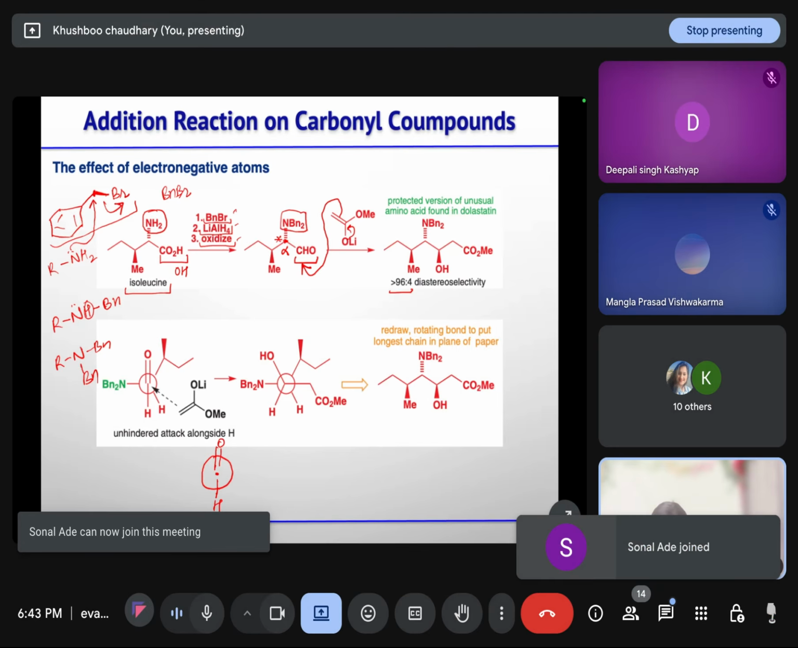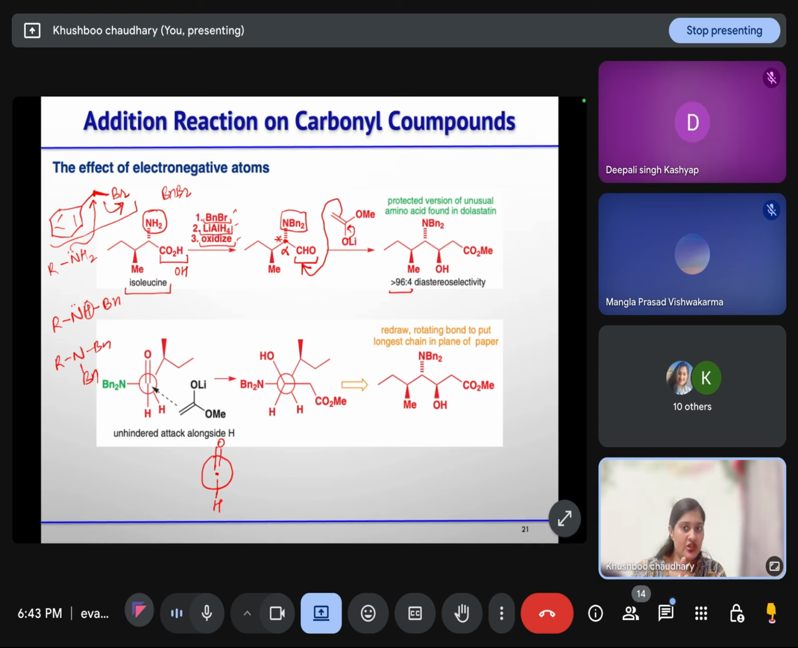If we want to draw, we will draw a carbonyl carbon, hydrogen. Now, your bulky group is NBn2, and benzyl phenyl rings are bulkier than your alkyl chain. So we will keep your bulky group perpendicular to the carbonyl center. If we keep it perpendicular, this R group we will keep close to the carbonyl and hydrogen away from it.